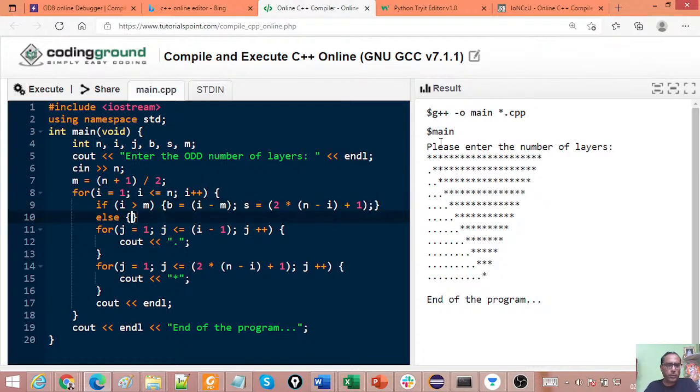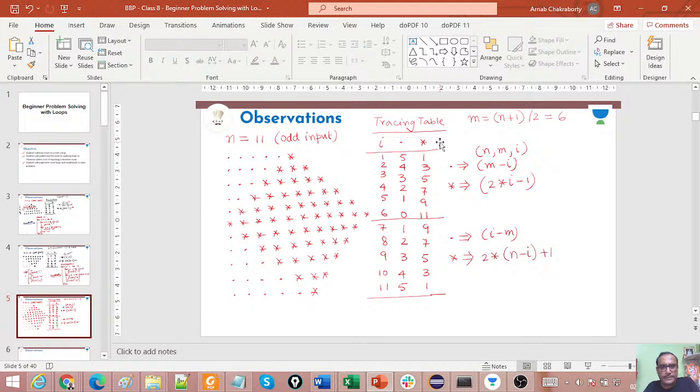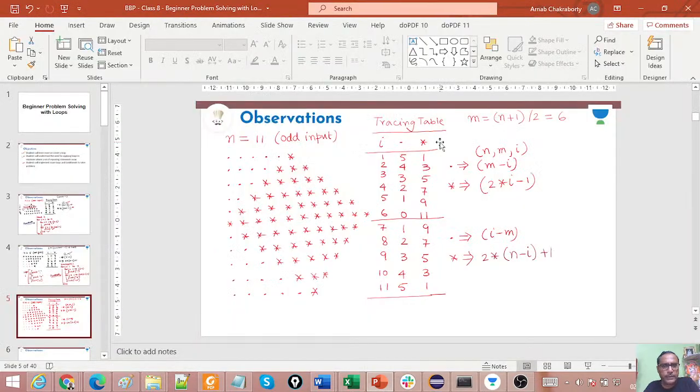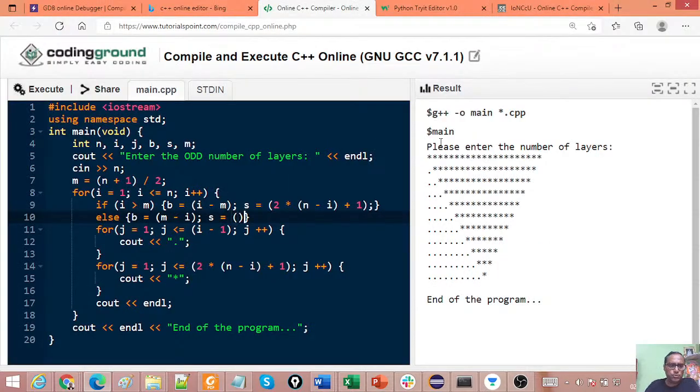What is the logic for blank in the upper half? Blank in the upper half is m minus i. Okay, what is the logic for star in the upper half? 2 into i minus 1. That is 2 star i minus 1. So there is a logic for the star in the upper half.